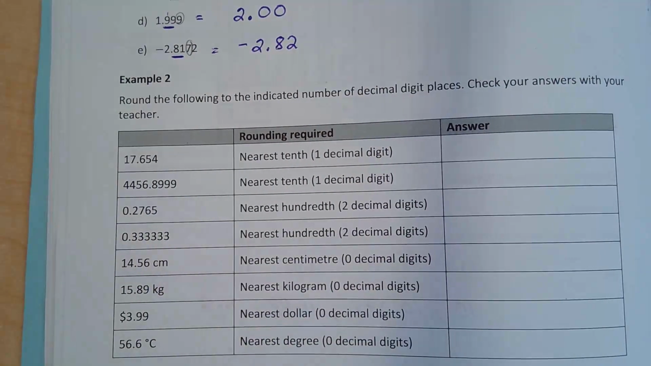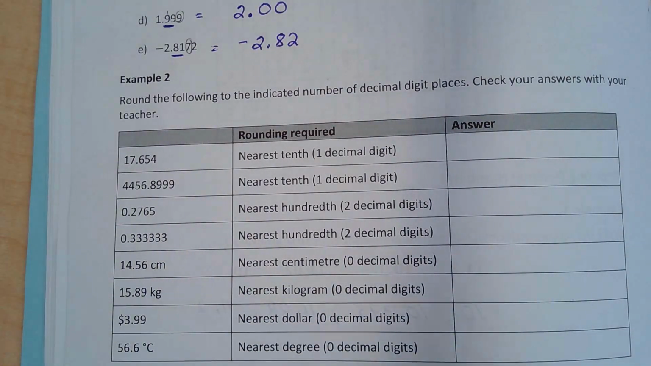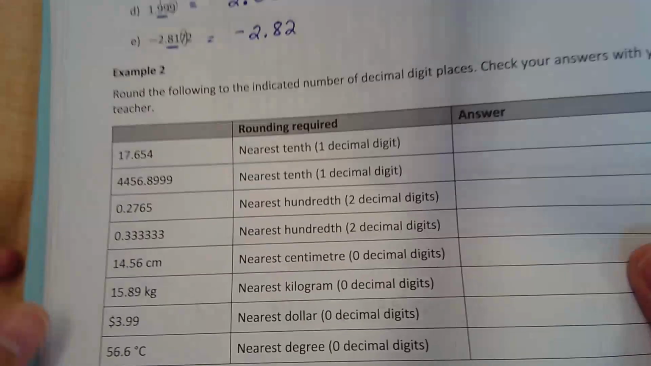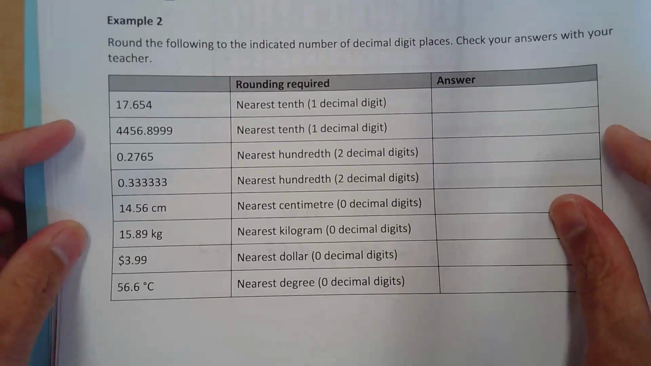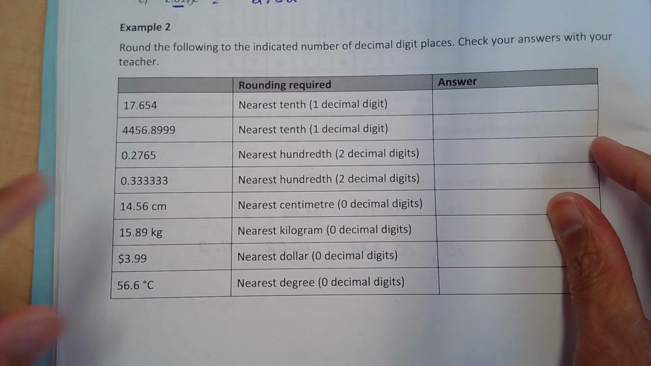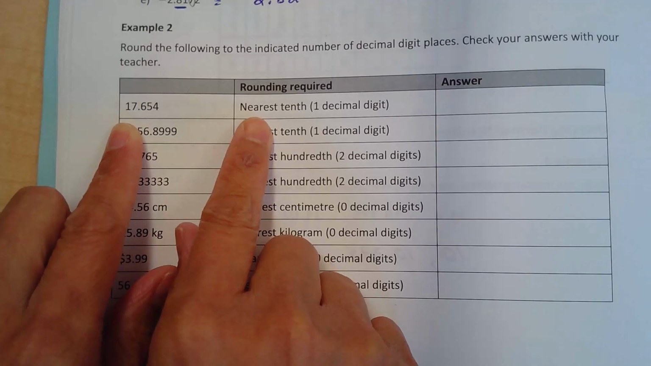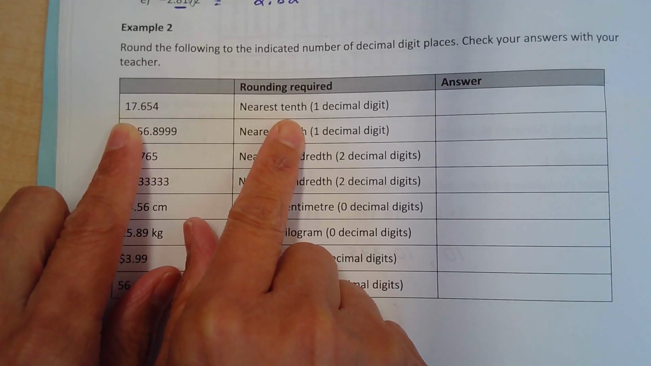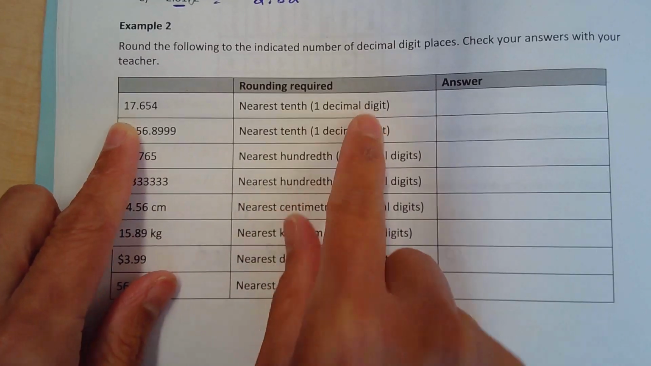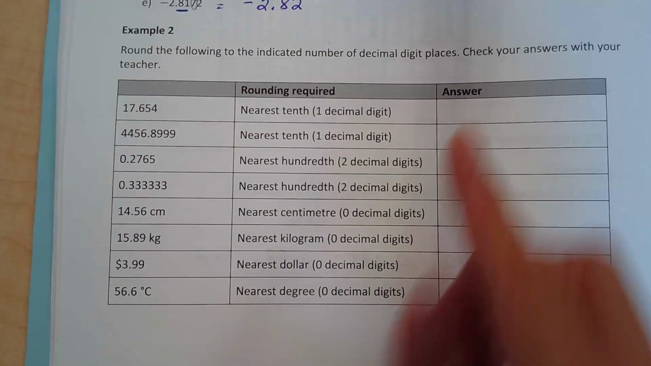Okay, so those example 1 questions are rounding off to 2 decimal places only. Now over here, example number 2, we're going to round the following to indicated decimal places. It says here, this is the number, and then we're going to round it to the nearest 10th. When we see the word 10th, that's 1 decimal place. So do you want to go ahead and write down your answer there?